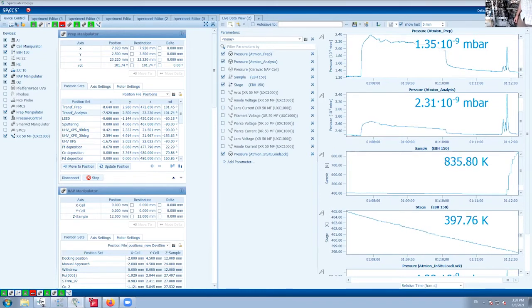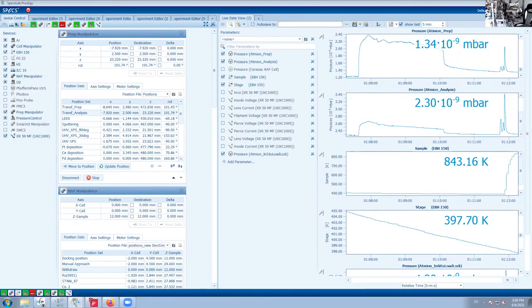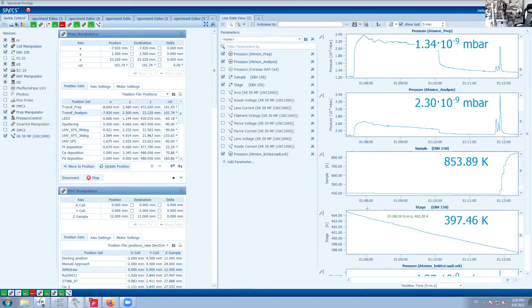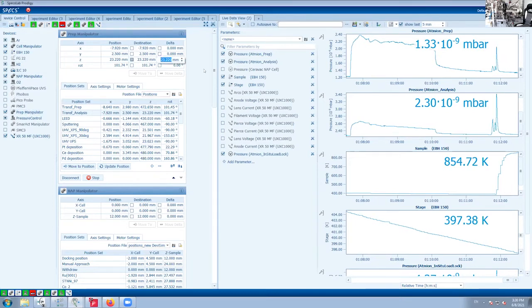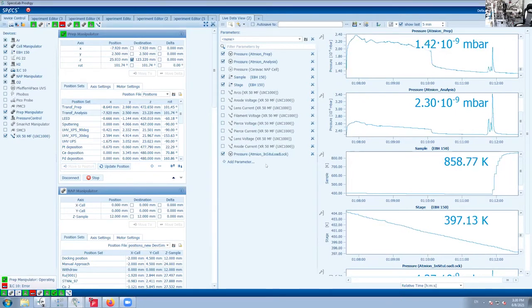So now the second thing is to remove the manipulator from the analysis chamber back up to the prep chamber. So now we change the screen, right? Yeah, I think the screen is correct. So this one. Okay, so now again, I go to the prep manipulator and move it. I just move it 10 centimeters above. So that's definitely enough for the cell to be brought in.